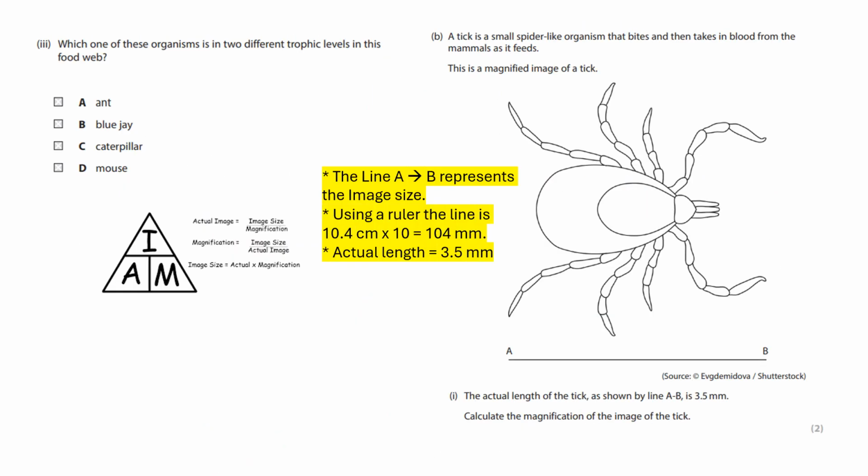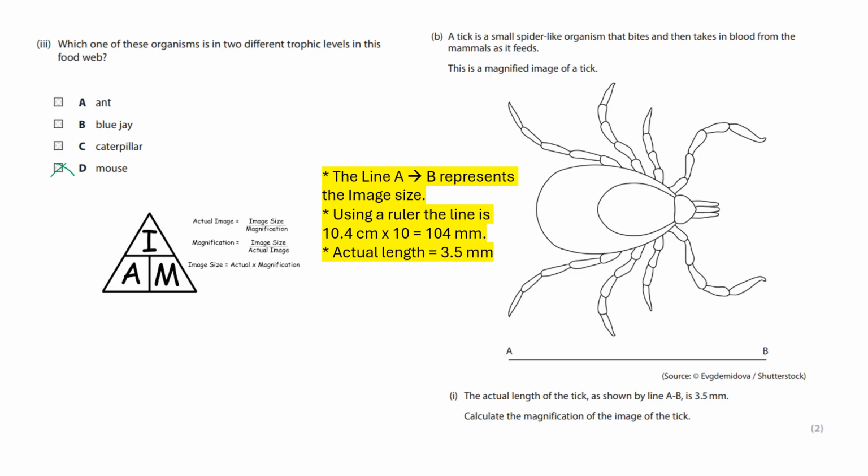Okay, so which of these organisms is in 2 different trophic levels in this food web? Remember, it was the mouse. Next, a tick is a small spider-like organism that bites and then takes in blood from the mammals as it feeds. This is a magnified image of a tick.